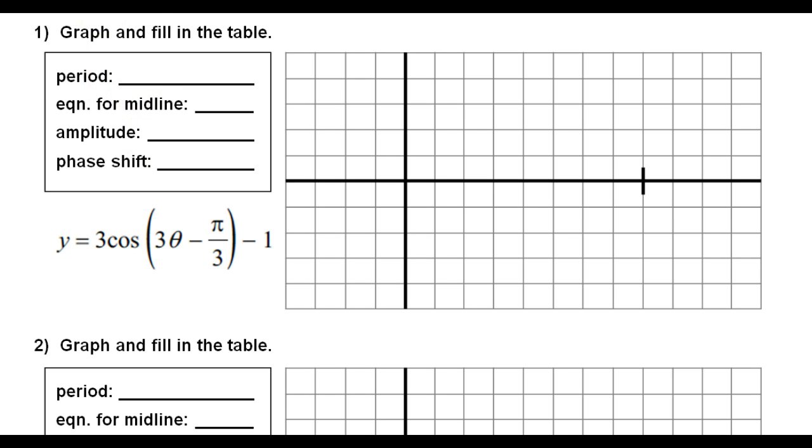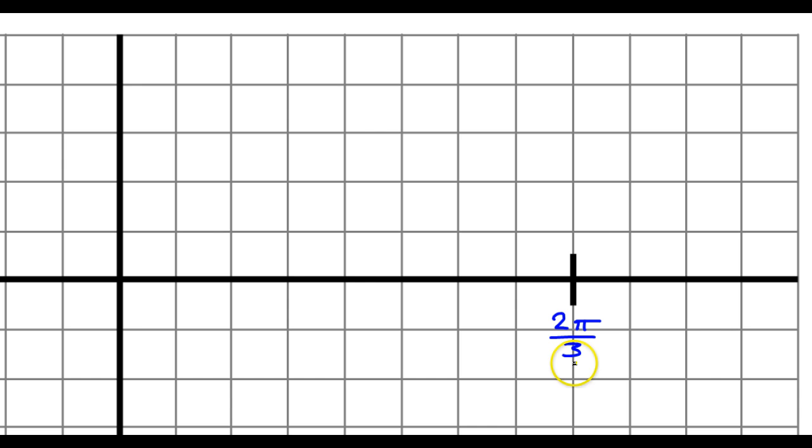We can calculate the period by doing 2 pi over b. In this case b is this 3, so 2 pi over 3. That's the period. I usually like to put the period right here. So there's my 2 pi over 3. If I go halfway, then that's going to be 1 pi over 3.